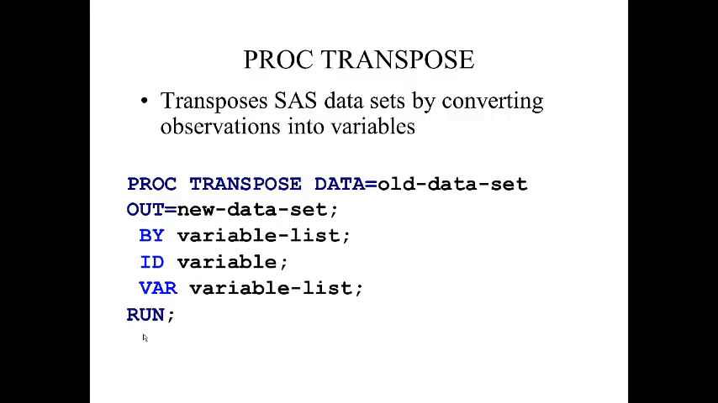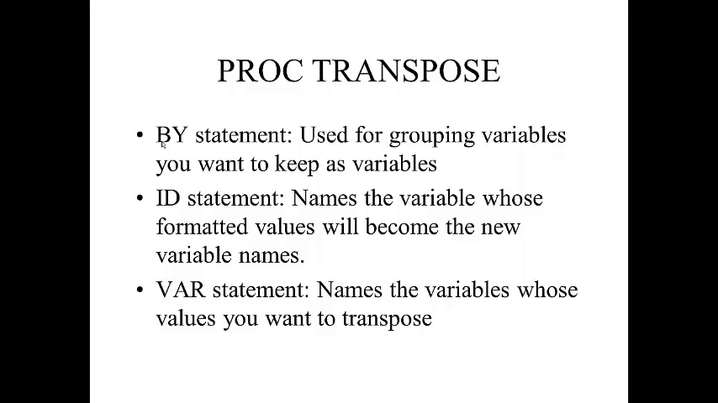So basically what we're doing here is we're taking our old data set, our original data set, we're using our out equals statement to create a new data set, and we are going to basically invert our rows and columns. So here are the specifics to PROC Transpose. First of all, you have a by statement, which is used for grouping variables that you want to keep as variables. And then there's an ID statement that names the variable whose formatted values will become the new variable names. And finally, there's a var statement that names the variables whose values you want to transpose.